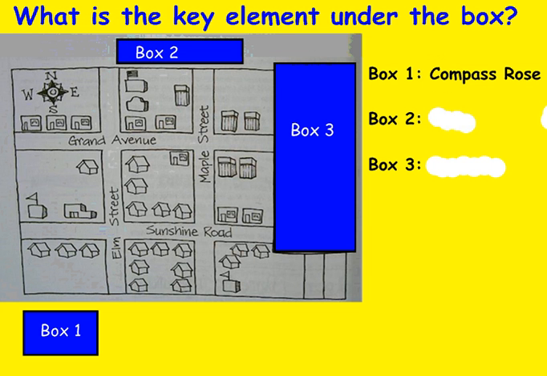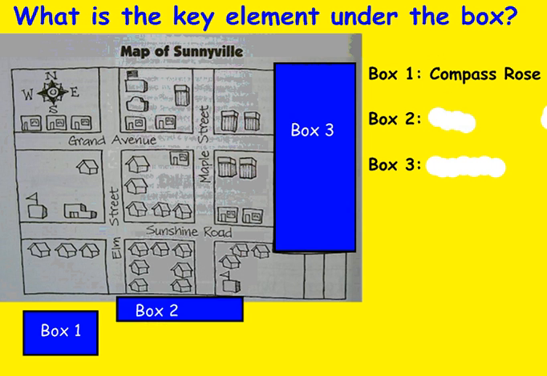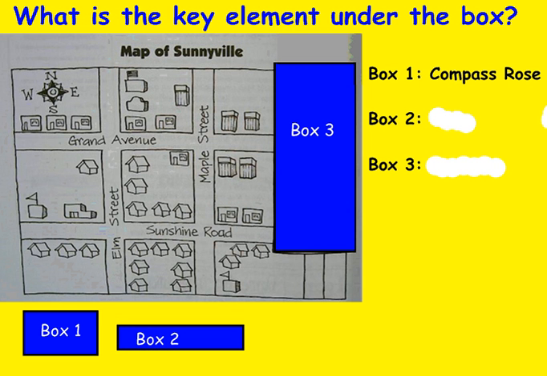Let's look at box two. That is something that labels a map, tells us what's on the map. Do you remember what it's called? The title. Again, you guys have this going. You've done it 2 weeks. I know you know what you're doing.